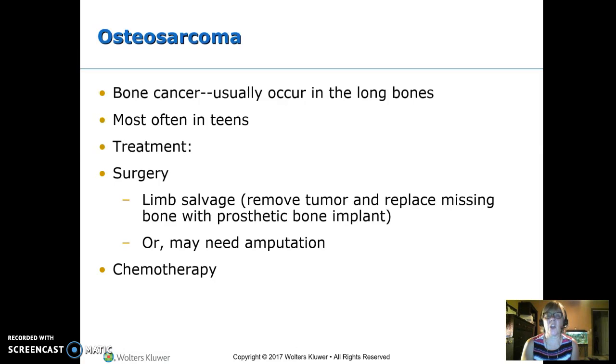Osteosarcoma, this one occurs in the bones and most often in the long bones, the legs or the humerus, and this most often happens in teens. So we are going to do surgery to get that affected portion of the bone out. They used to just amputate, and they're now really trying to do limb salvage, where they take out the tumor and that affected bone, but then put in something, a prosthetic bone, a metal rod, something. And then with this cancer, we do chemotherapy.